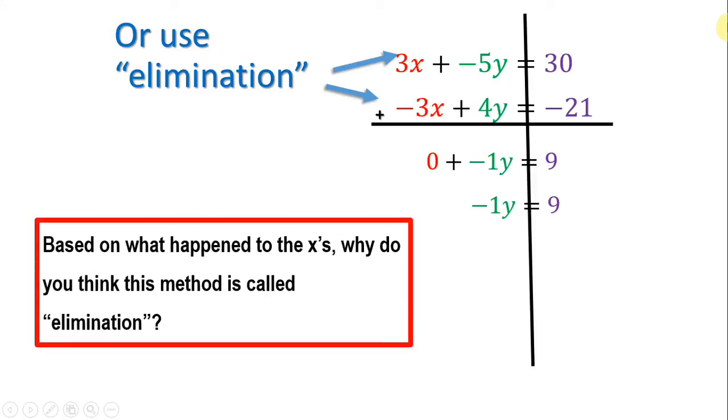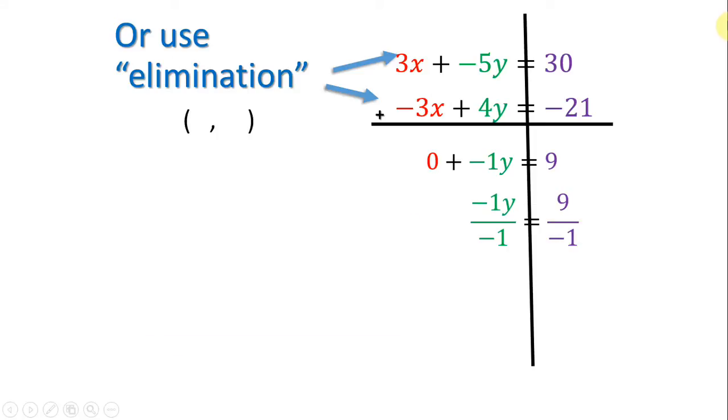Based on what happened to the x's, why do you think this method is called elimination? I just continue solving for y by dividing both sides of the equation by negative 1. And I'll get 1y equals negative 9.